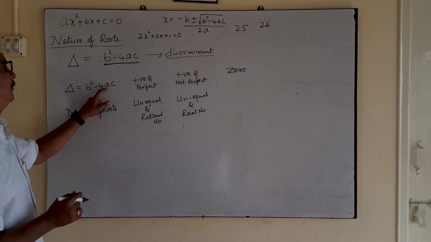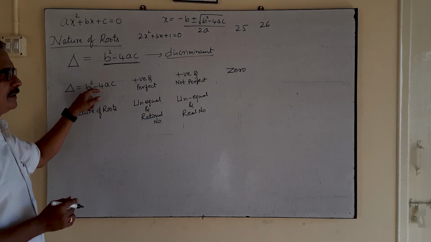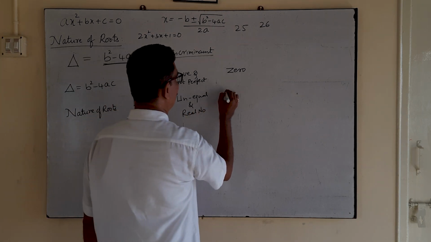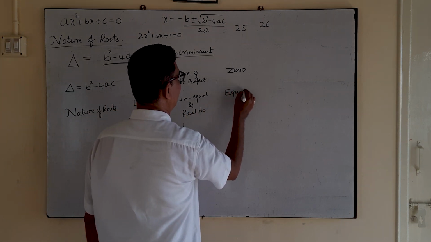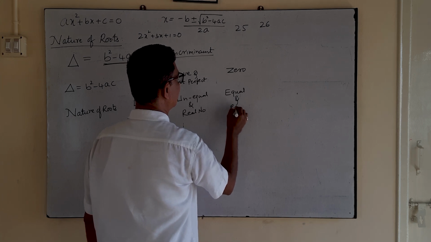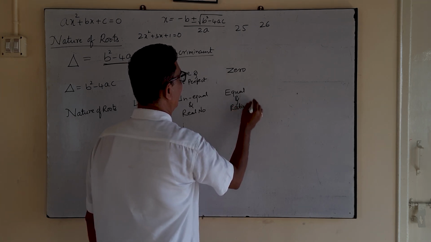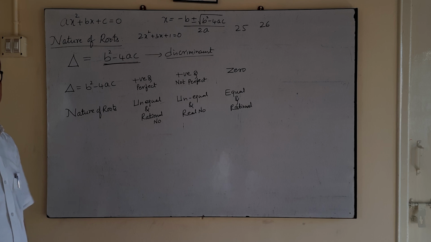Again, after substituting the values of a, b, c in the discriminant, if its answer is 0, b square minus 4ac, b value, a value, c value substitute ಮಾಡಿದ್ರೆ complete 0 ಆಗಿತ್ತು ಅಂದ್ರೆ, then the roots ಹೇಗೆ ಬರುತ್ತೆ? Equal and rational or equal and real.